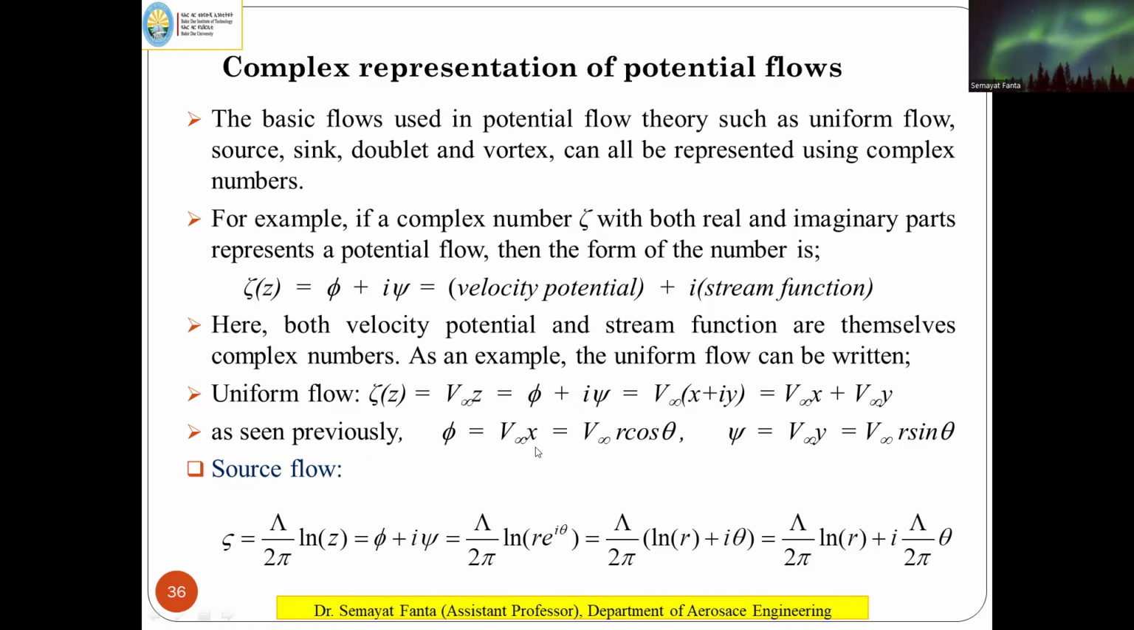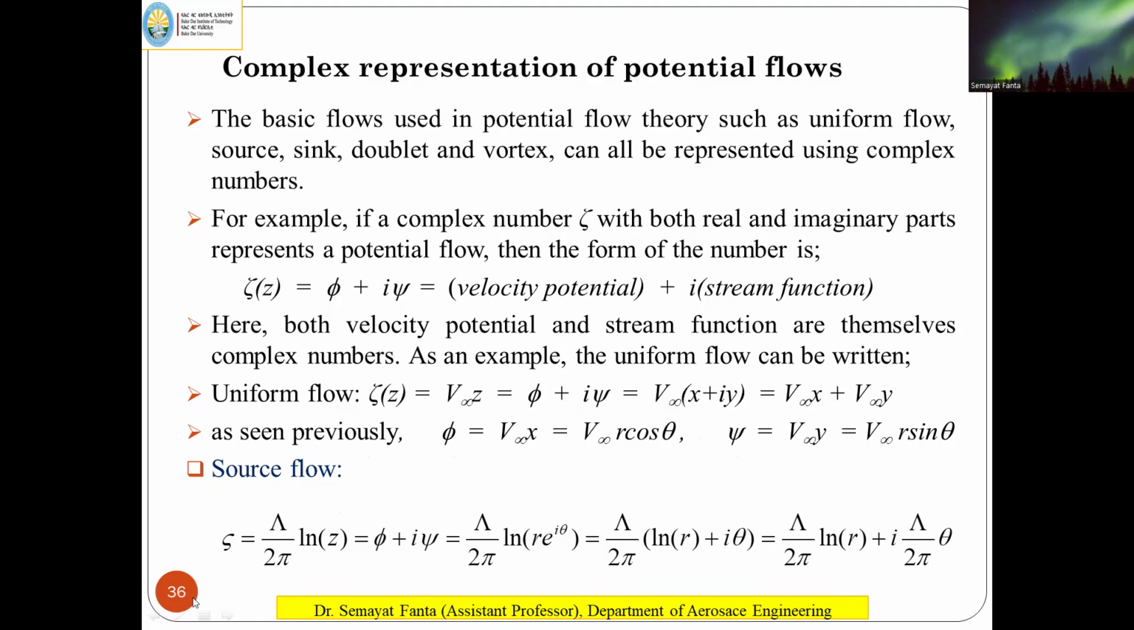Zeta is equal to pi plus i psi. From that, the real part, phi, is equal to V infinity x, which is V infinity r cos theta, similar to what we have discussed. And the imaginary part, psi, is equal to V infinity y, which is V infinity r sin theta. So that is for the uniform flow. We can refer to our previous chapter.